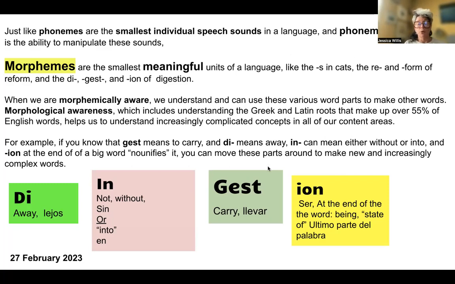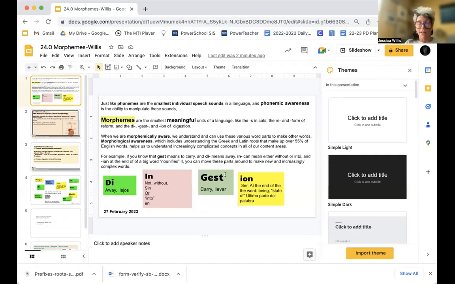So, for example, if you know that gest means to carry something, and you know that in means not, or into, and if you know that di means away, and ion or tion effectively nounifies a word, meaning it takes the concept and makes it into a person, place, or thing. If you can understand those parts, then you can create all kinds of words.